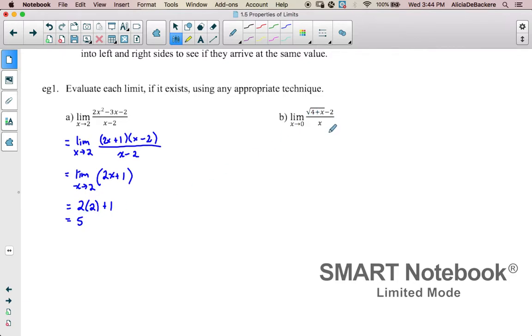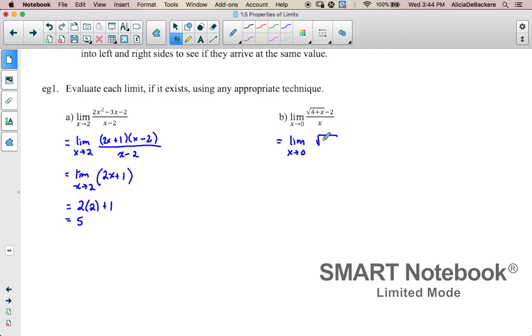All right, next question. Again, first thing I check for is direct substitution. Can I put x equals 0 into this equation? No, I can't, because then I'd be dividing by 0. So my next strategy is to try to simplify or use factoring. I'm not going to be able to use factoring here in this numerator to try and simplify this. So my next strategy, especially when I see a root with like a subtraction or an addition, is multiplying by the conjugate.